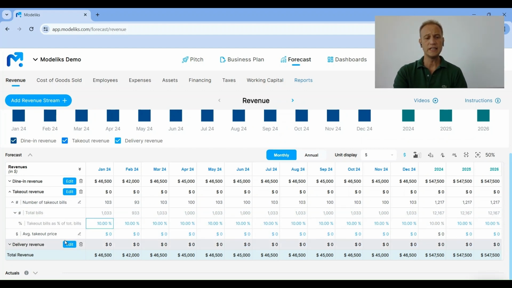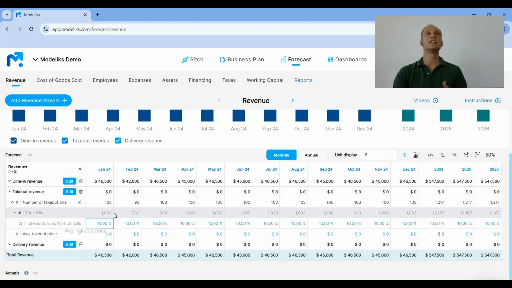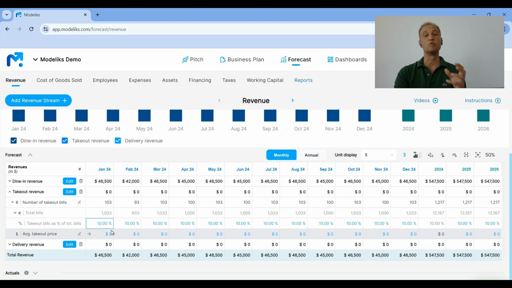The last assumption that we need is the average takeout price. Now we said that it's about $50 on average for dining revenue. Usually takeout bills would be lower than that. So let's assume that the average takeout price is about $35.